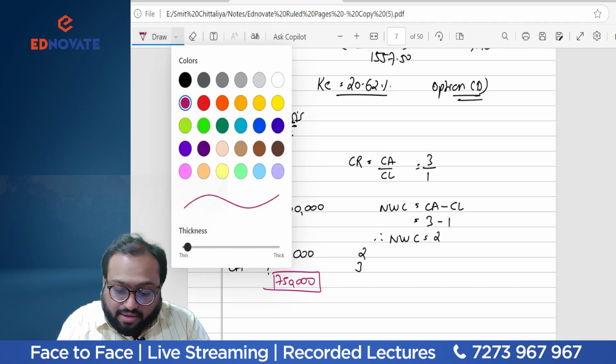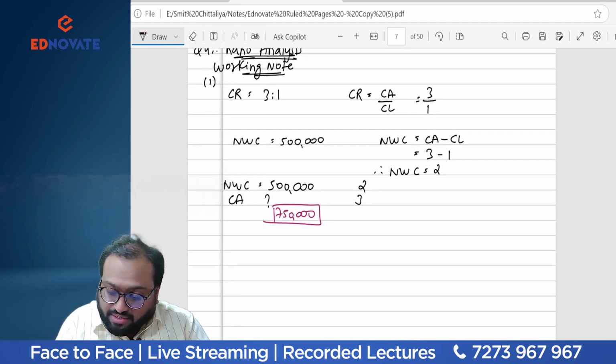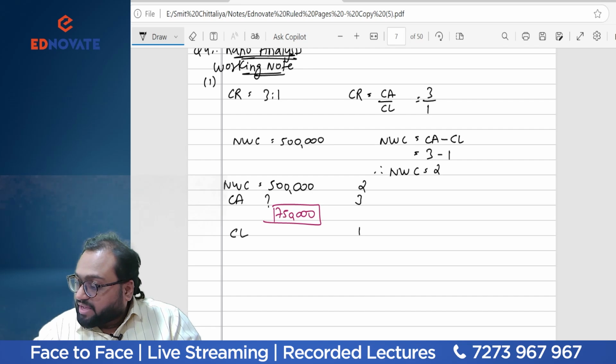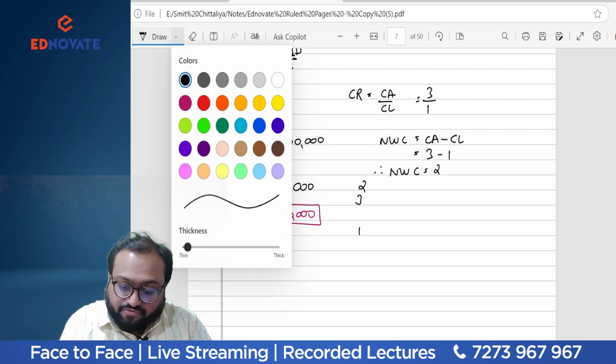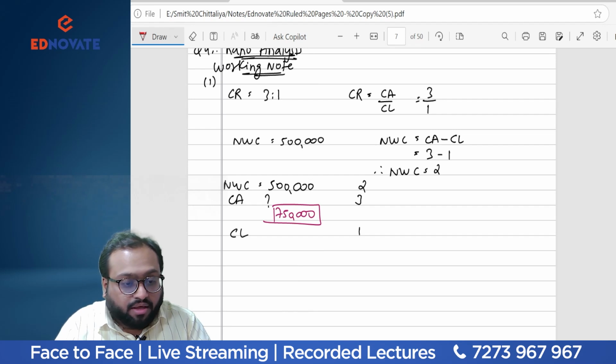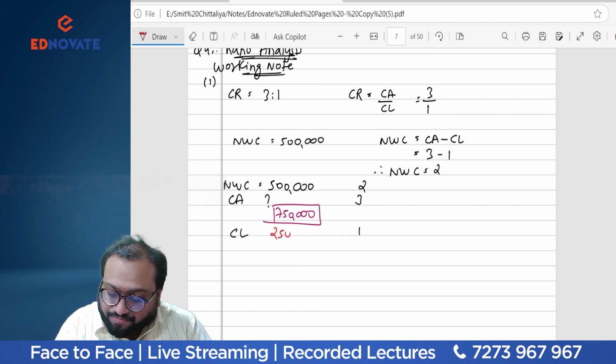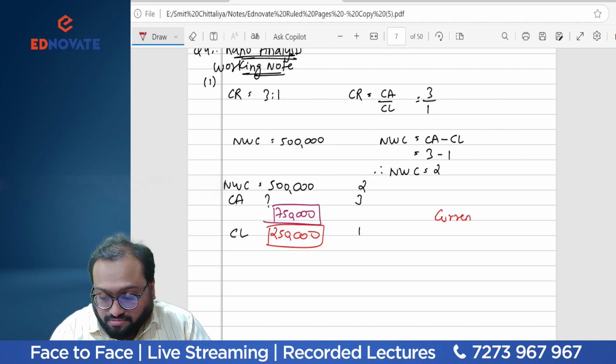So what will be my current liabilities? Yeah, so current liability is 1. So I can simply again cross multiply 5 lakh into 1 divided by 2. My current liability will be 2,50,000. If you agree, students, say yes or no. This is how I got my current assets. And this is how I got my current liabilities.